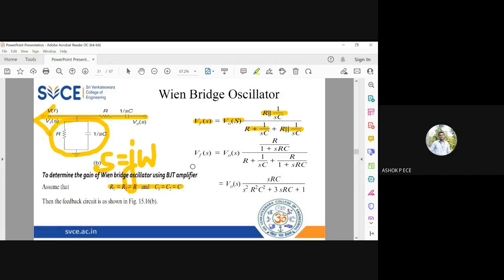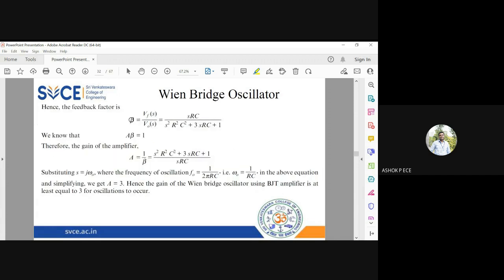So take LCM. Vf of S equal to V naught of S into R by 1 plus SRC, divided by R by 1 plus SRC plus R plus 1 by SC. So take LCM throughout and expand all the terms. So you get Vf of S equal to V naught of S into SRC divided by S square R square C square plus 3 SRC plus 1. So this is the expression for Vf of S in terms of V naught of S.